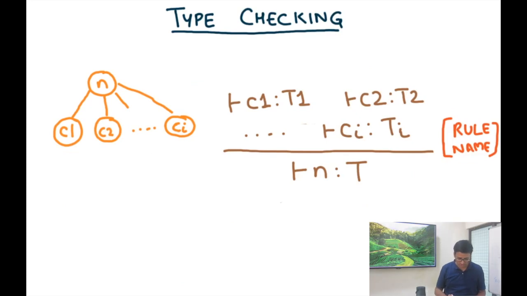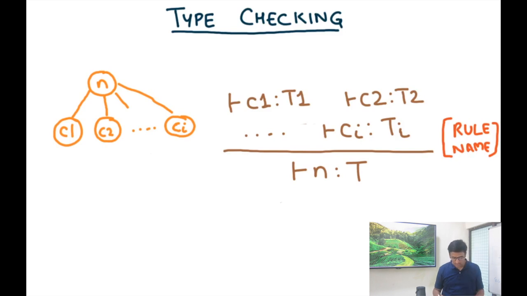So here is a more general diagrammatic explanation. Let's say at any point of the AST, we have a node N which has i children, C1, C2, ... Ci. Maybe in my database of typing rules, I have a rule which says: if it is provable that C1 is of type T1, and it is provable that C2 is of type T2, and so on, and Ci is of type Ti, then it is provable that N is of type T. This is just a type rule in our database of typing rules, and maybe it has a name.